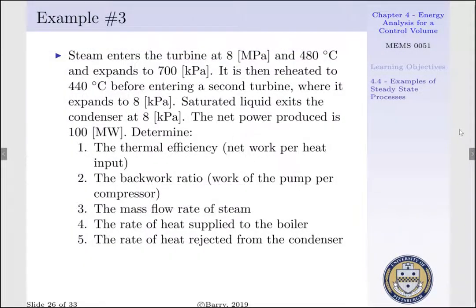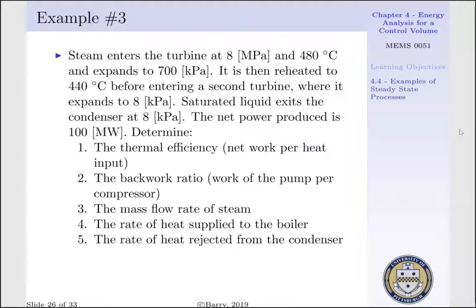To analyze this system, let's assume that steam enters our high-pressure turbine at 8 MPa and 480 degrees centigrade. It then expands to 700 kPa. It is then reheated under a constant pressure process to 440 degrees centigrade before entering our low-pressure turbine, where it expands to 8 kPa. Saturated liquid exits our condenser at 8 kPa.